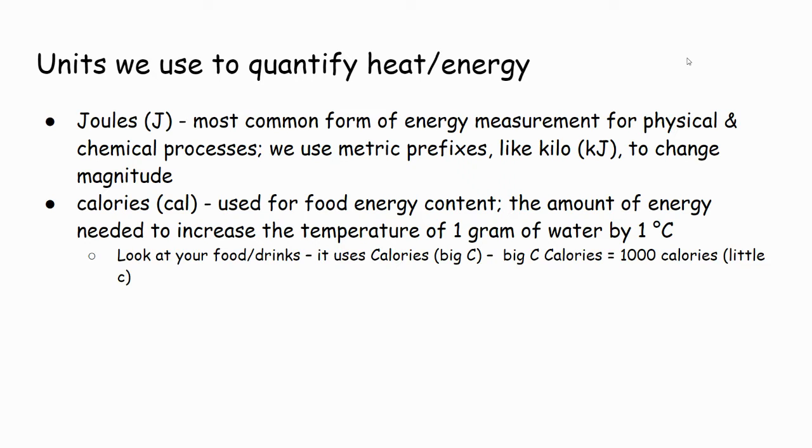What you commonly see if you take a look on any of your food or your drinks is calories. So you actually see big C Calories. So little c calories is used for food energy content, but how we report it is using big C Calories. And big C Calories is equal to 1,000 of the little c calories. Now, what exactly is a calorie? It's how much energy it takes to increase 1 gram of water by 1 degree Celsius. So in case you've ever been wondering what exactly is a calorie, that's what it's talking about. How much energy does it take to increase a gram of water by 1 degree Celsius?